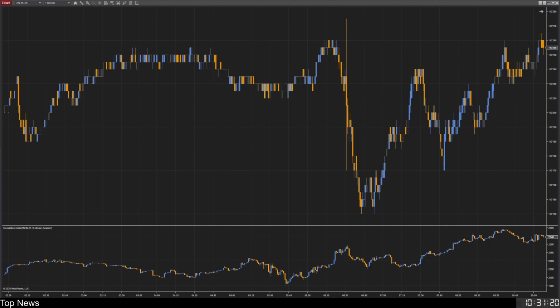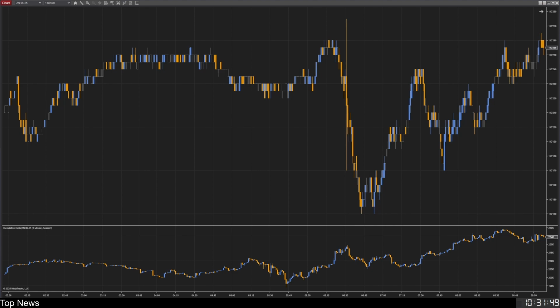Now let's first get into what is Cumulative Delta. And the simple explanation is that Cumulative Delta is a running tally of all market buy orders minus all market sell orders. In other words, it tells you what the market orders are doing, and that can give you more insight into where that particular market is headed.